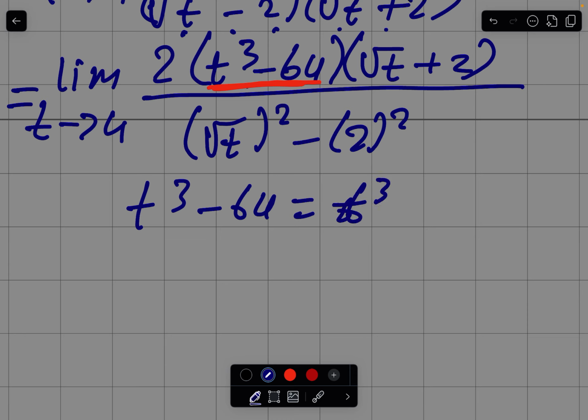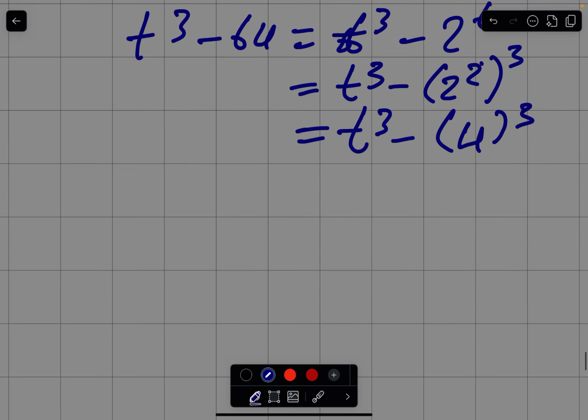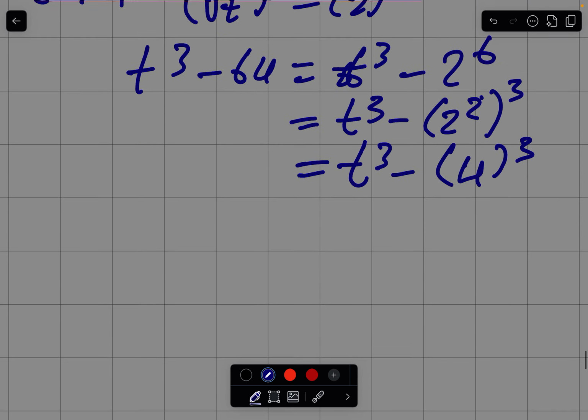t cubed minus 2 to the 6. Understand? Then I want the 3, not the 6, meaning I'm having one t cubed minus 2 into what? 3, not 3. I put the 3 aside, not in the brackets. I put 2 here, then I put 3 here. Understand? I know 2 times 3 is 6. I did not change anything, meaning my thing is t cubed minus 4 cubed.